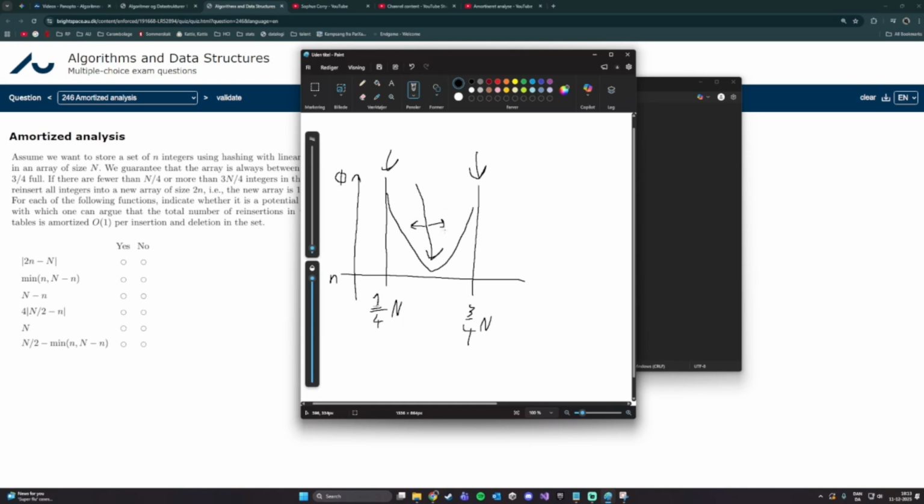And this implies a really confusing function, because we need to have some function that goes up when n goes up, but it also goes up when n goes down. So we must be able to define a midpoint here, which is 1/2 n, and here we need the potential to be 0, right? So it needs to drop down to 0.